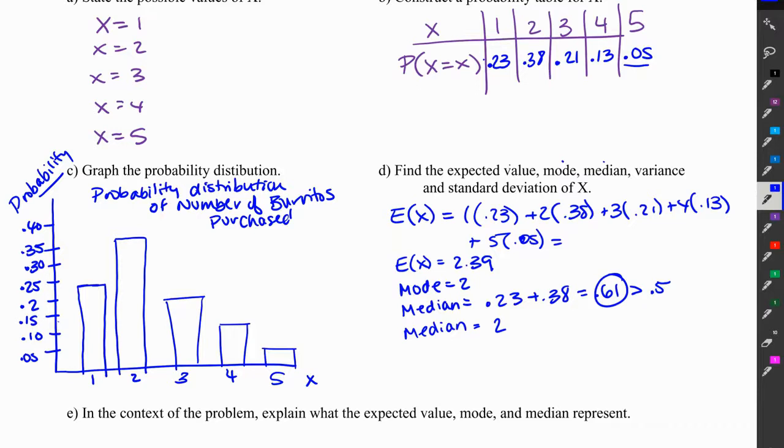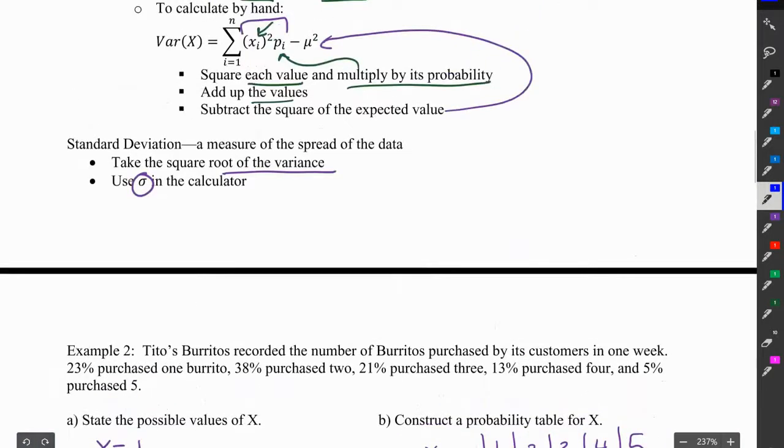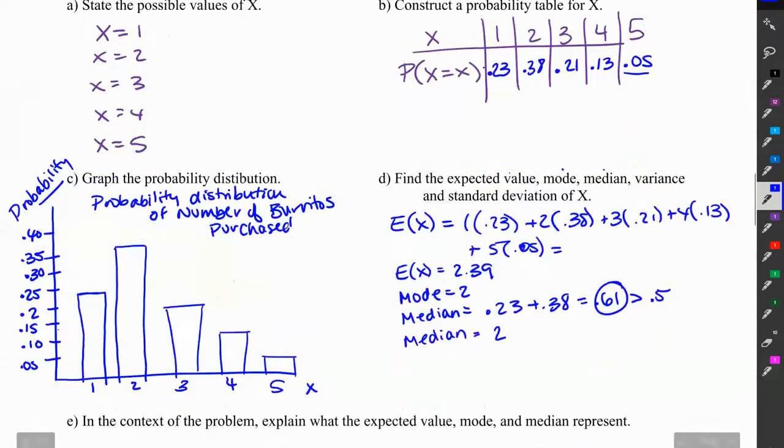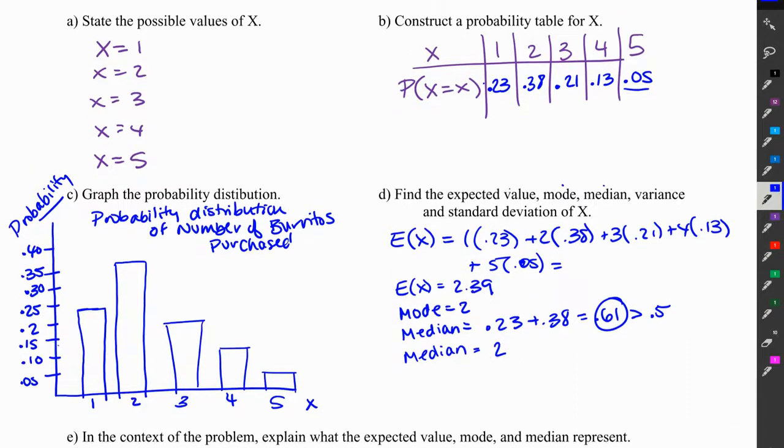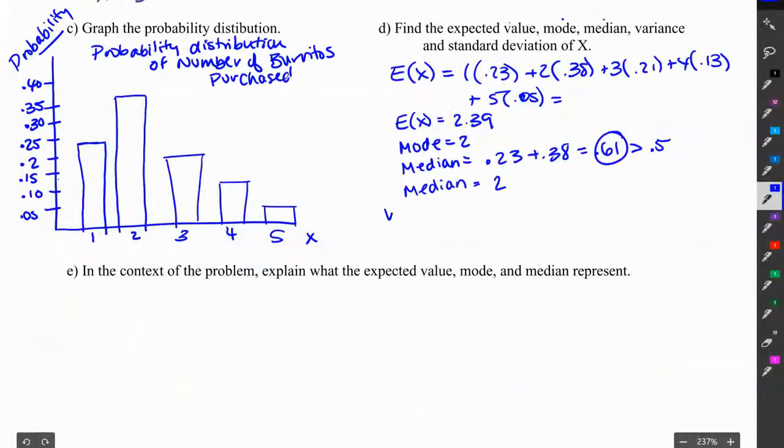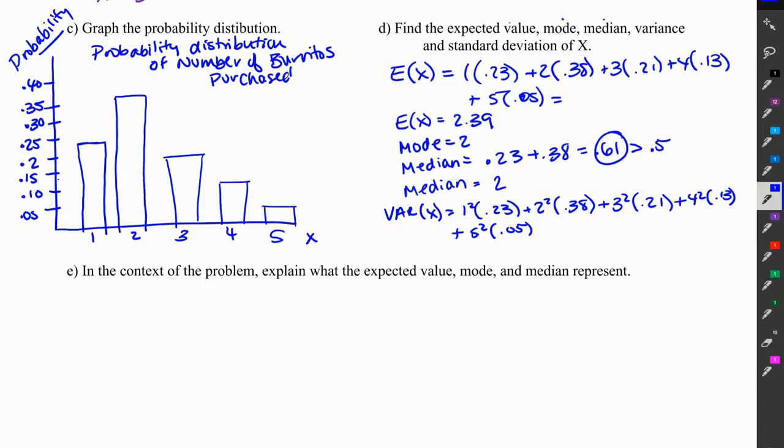Now, for variance, if we look back at the directions for variance, it says that we square each value and multiply it by its probability and then add those up. Okay, so we're going to do that first. So for variance of x, 1 squared times 0.23 plus 2 squared times 0.38 plus 3 squared times 0.21 plus 4 squared times 0.13 plus 5 squared times 0.05. We're going to add up all of those, and that gives me 6.97. So that's the first step.